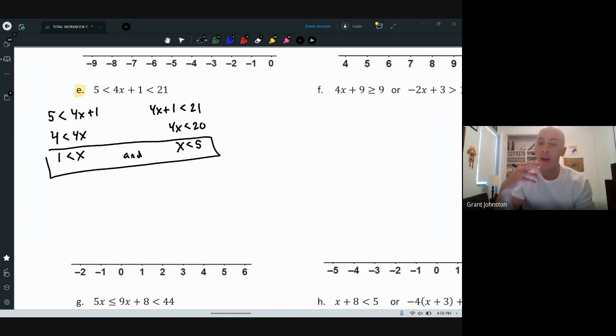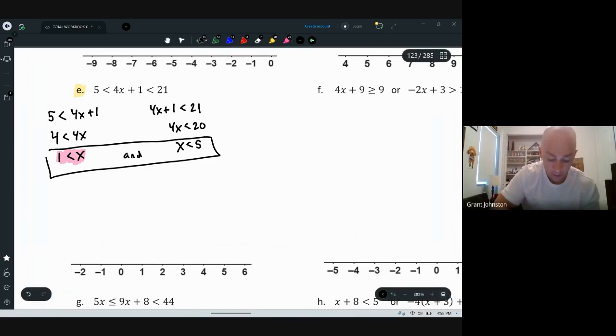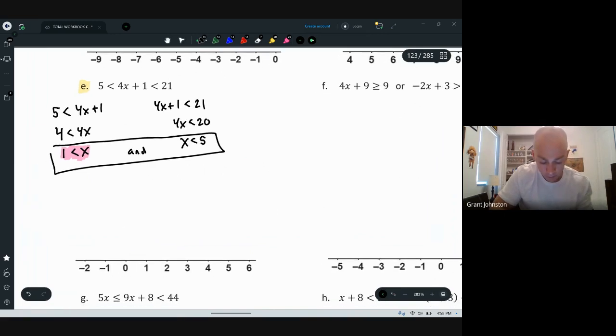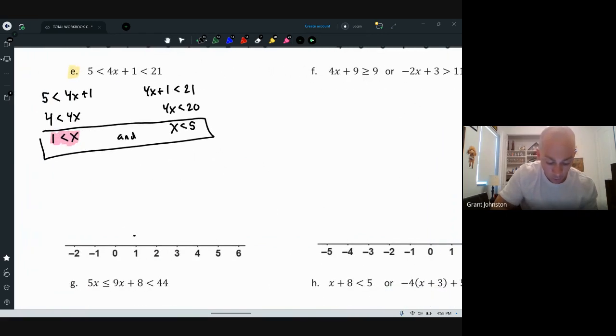So remember, we've got to read it from the correct direction, or from x's perspective. So when I see this, it says 1 is less than x, but we're reading from x's perspective: x is greater than 1. So open circle on 1, greater than 1 this way, and less than 5. So open circle on 5, less than 5 this way. So that's what that one's going to look like.